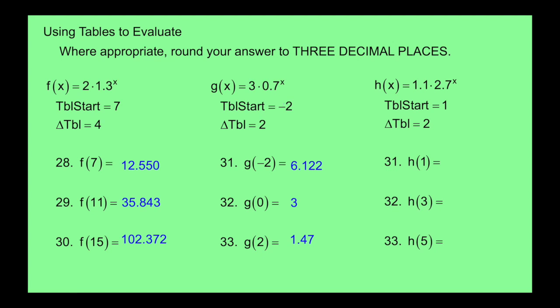And then finally for this last one, same thing. Type it into y sub 1 if you would like, or you could just plug in the numbers. So with this one, I'm typing in 1.1 times 2.7 to the first, and then I would change that 1 to a 3, and finally to a 5. And those should be the answers for 31, 32, and 33.